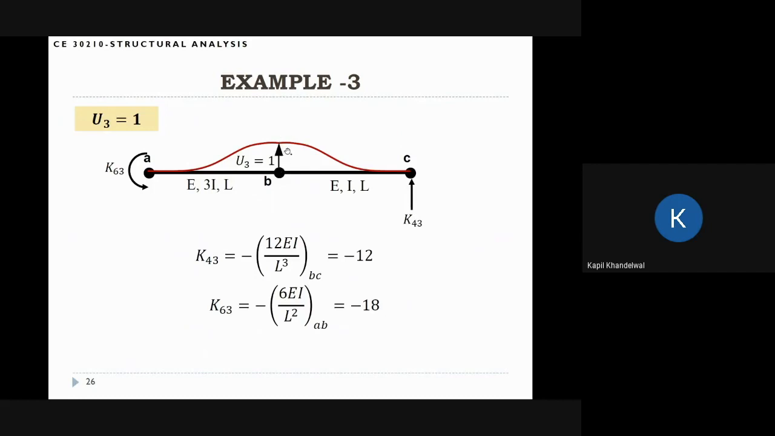unit. And again, remember that in this case, because this node belongs to both beam AB and BC, actually both of the beams deform. So if we move it by 1 unit, the force required, we are only interested in K43 and K63. So K43 is actually minus 12 EI by L cube for member BC. And because EI and L are all 1, we get negative 12.